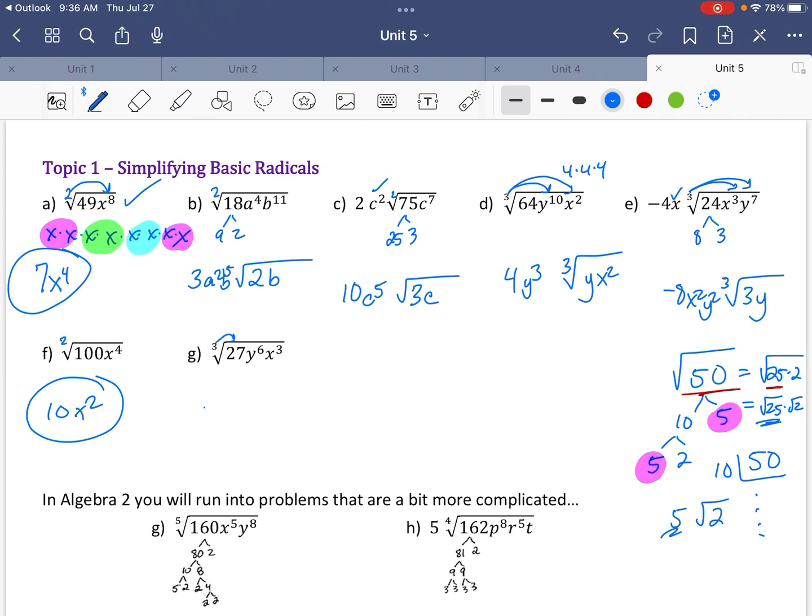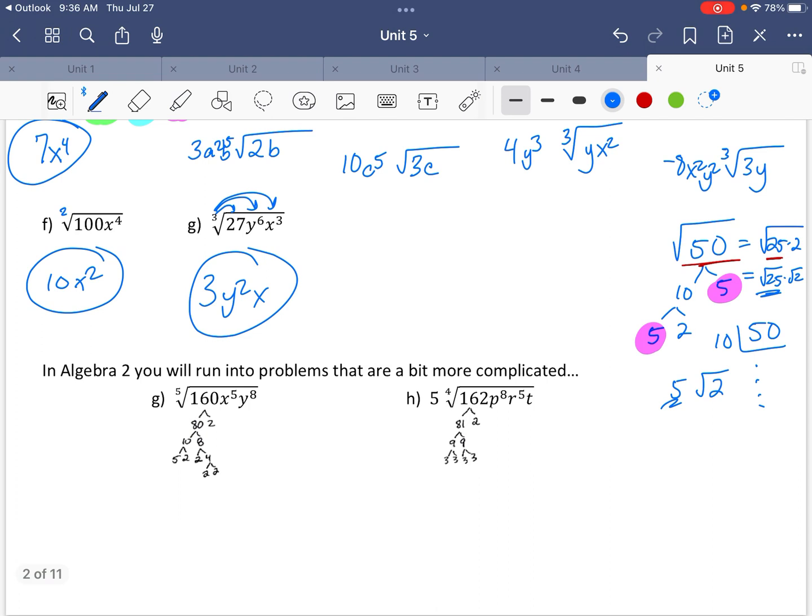Here, the cube root of 27. Well, 27 is 3 times 3 times 3, so 3 comes out. 3 goes into 6 twice. 3 goes into 3 one time. Oops, wrong letter. So that would be a y squared and an x, right? Because 3 goes into 3 one time. And so that's a perfect cube.